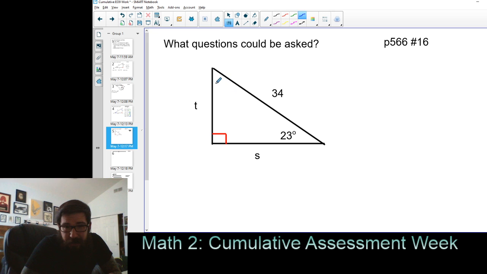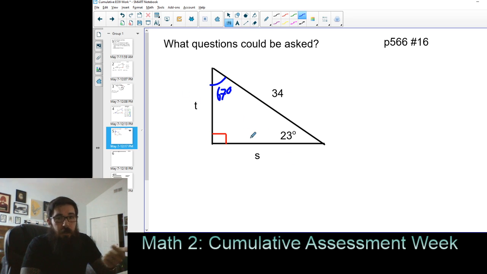I've got a 90, I got a 23. Even though it's not labeled, I could figure this out real quick, right? If I take away the 90, 90 minus 23 is going to be, what, 67 degrees? So I've already got all 3 angles. Let's go ahead and figure out these 2 sides. I'm not going to use the 67 because the actual question says find T and S using both sine and cosine. It wants to see that can you set that up.